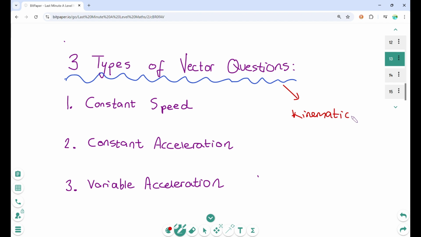This is nothing about kind of forces, inclined planes, moments, or any kind of questions like this. This is purely vectors in kinematics. So that's when we're just talking about the acceleration, velocity, and displacement of a particle.